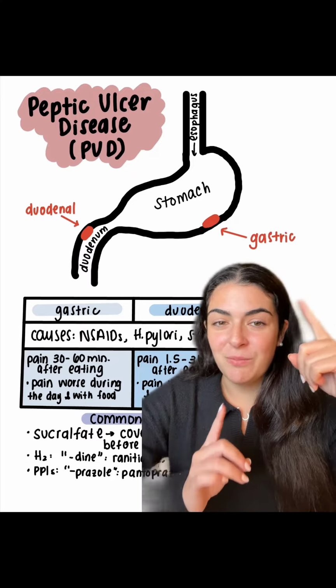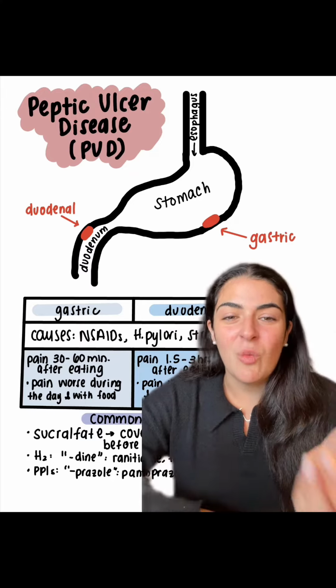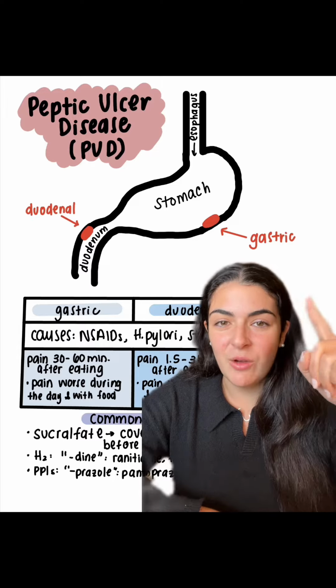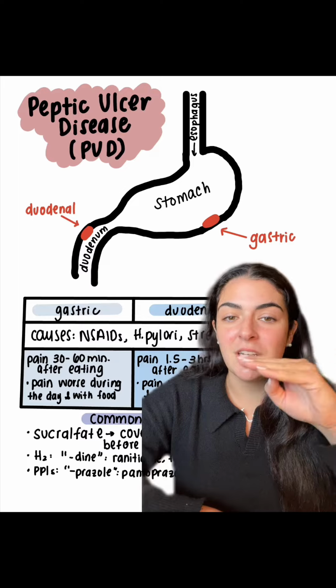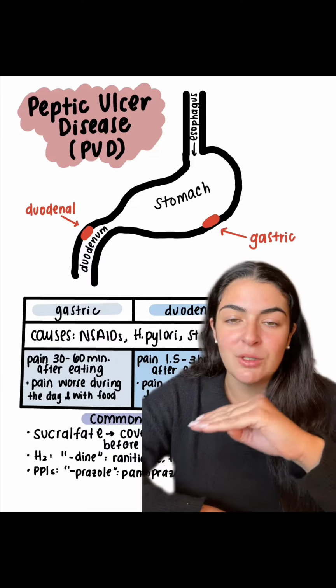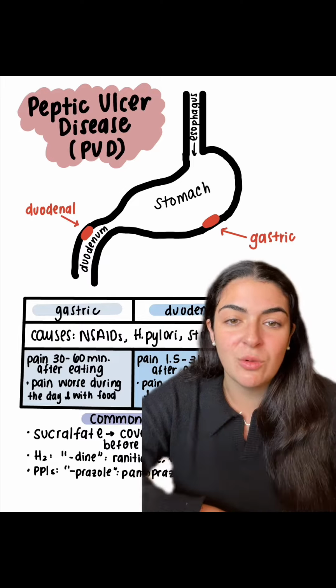So if you look at my pre-drawn stomach up here, when we eat, our food goes down our esophagus and lands first in our stomach. From our stomach, it's going to move into the small intestines. The first portion of the small intestines is called the duodenum.